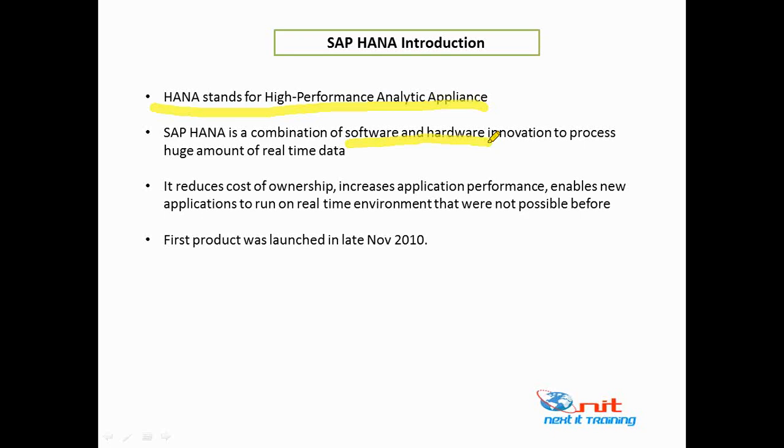And increasing the RAM memory sizes and using multi-core processors is part of hardware innovation. Just keep in mind software and hardware innovation, don't think of anything else. We'll see in the next slides what the software and hardware are. These two combined can process huge amounts of real-time data as well. HANA stands for High Performance Analytic Appliance, and it's a combination of software and hardware innovations.